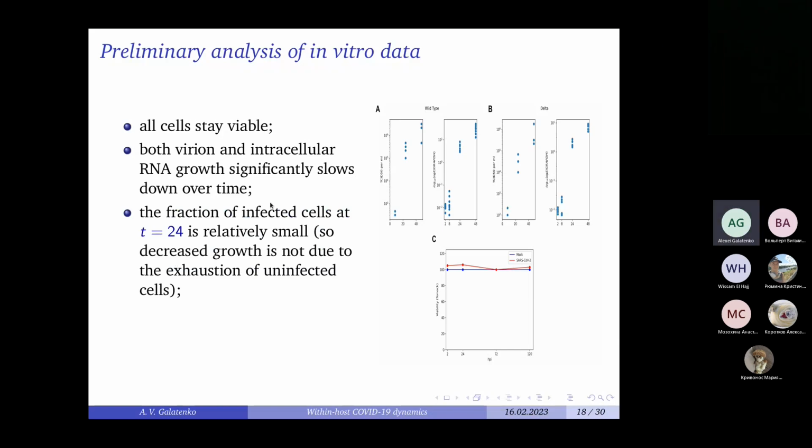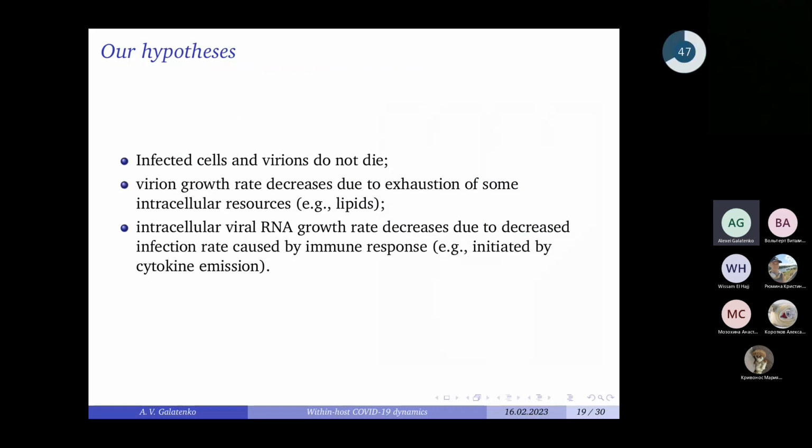And the fraction of infected cells at t equal to 24 hours is relatively small, just 6%. So decreased growth rate cannot be due to the exhaustion of uninfected cells. There is a whole bunch of uninfected cells. What is the reason of the decreased growth rate? Simple models are unable to reproduce such a behavior. We need to think of a more sophisticated model that adequately explains this data.